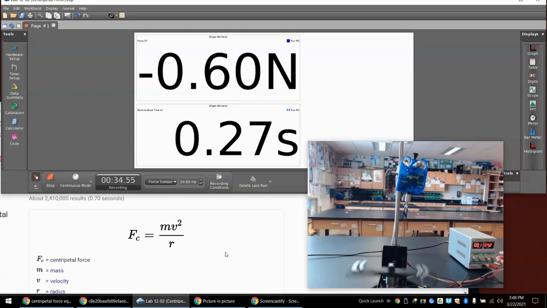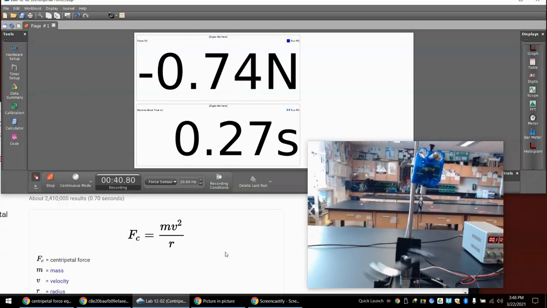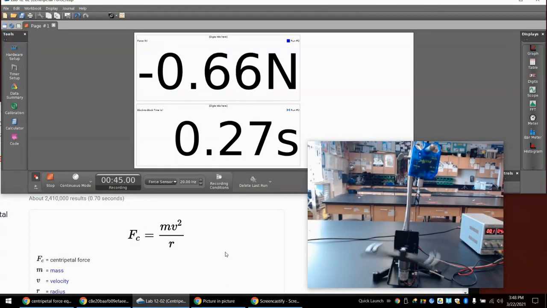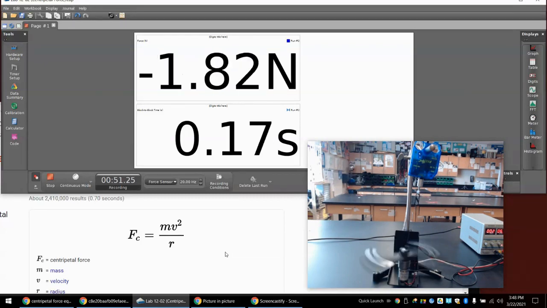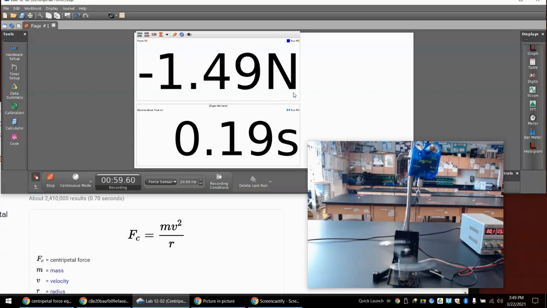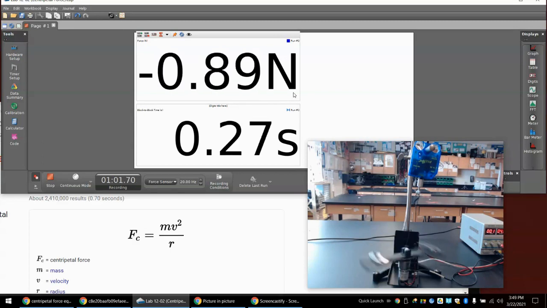So we are holding the mass constant. The mass that's on there is being held constant. The radius is being held constant. The string length isn't changing. And so if I increase the speed, we can see that the force goes up. You can see the force sensor here is now reading 2 newtons. You can see that it's spinning faster. As I decrease the speed, that force drops.